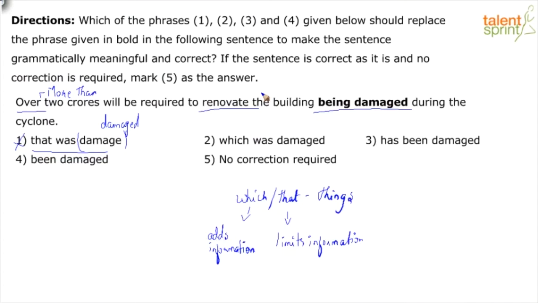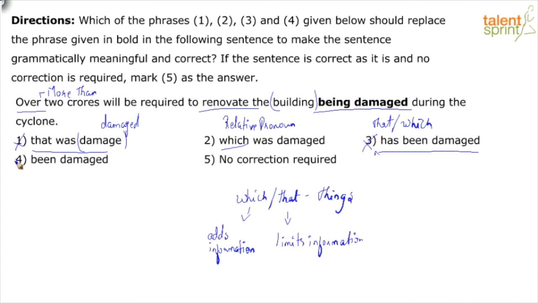So having said that, in this context, "that" cannot be used because "damage" is not in the right form. However, "which" seems to be correct, the right relative pronoun for a thing, because we're talking about the building here, which is a thing, which was damaged during the cyclone. When I say "has been damaged", something is missing, right? Over 2 crores will be required to renovate the building, that or which. The relative pronoun is missing. So those of you who said option 3, it is incorrect because the relative pronoun is missing.